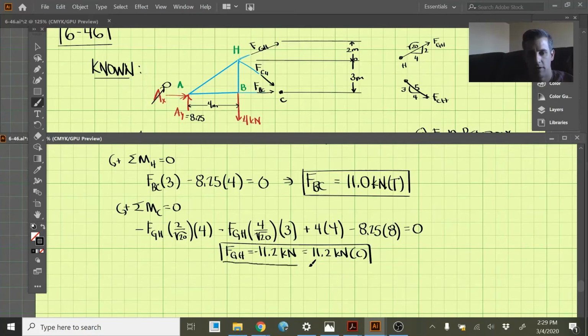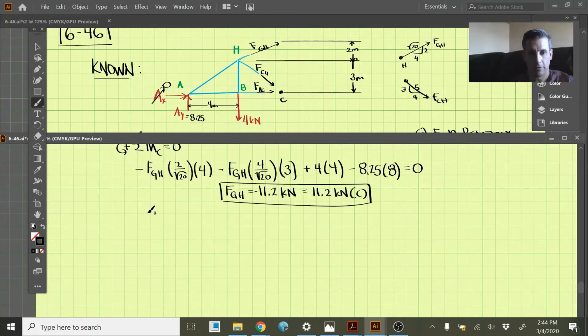And that's one of the answers that we need. Okay, and for the last one, we need to figure out FCH. And I think the easiest way to do that is just take the sum of the forces in the y direction. And we already know a lot of these things here, so we can start with our 8.25 up, positive 8.25. We have negative 4 downward.